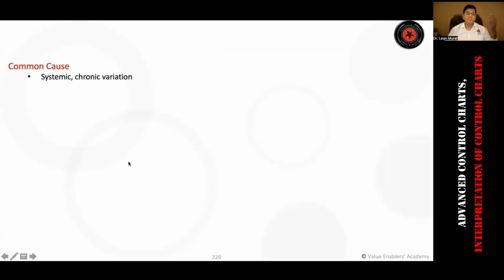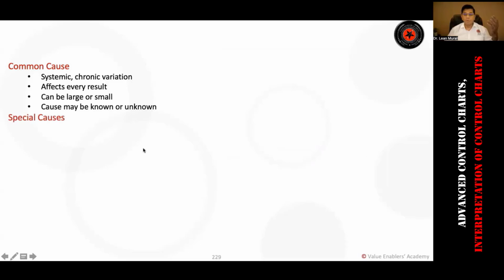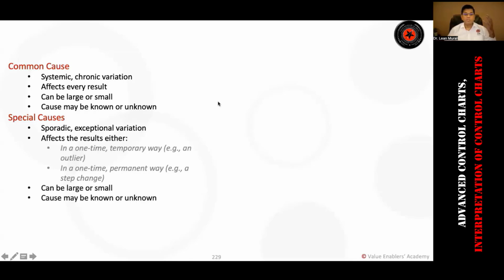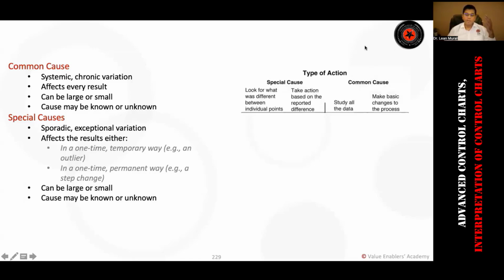Common causes, systemic and chronic variation, affect every result. It can be large or small, and the causes may be known or unknown, whereas special cause is sporadic or assignable cause, we call it. It affects the result either one time in a temporary way or one time in a permanent way, and it can be large or small. Causes may be known or unknown. Now, the point that I'm going to give here is, this is a very interesting slide.